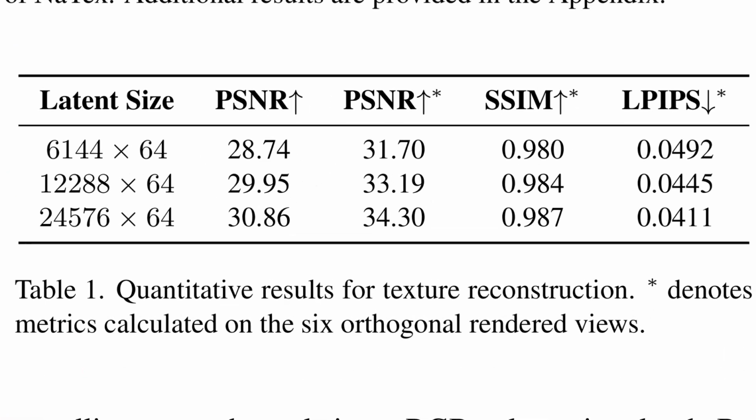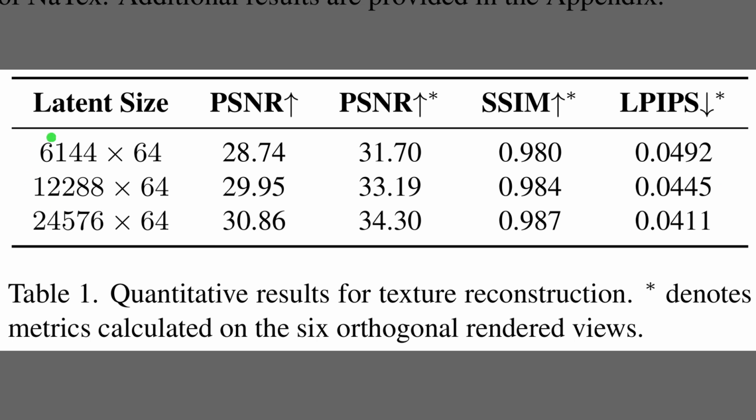So while Figure 4 focused on the control signals during generation, Table 1 reports how well the color VAE reconstructs textures at different latent sizes. The table shows that larger latent sets steadily improve all metrics, with peak signal-to-noise ratio rising from about 29 to 31 decibels and structural similarity nudging toward 0.99. At the same time, the perceptual error LPIPS drops, which means reconstructions look closer to the original textures across rendered views.